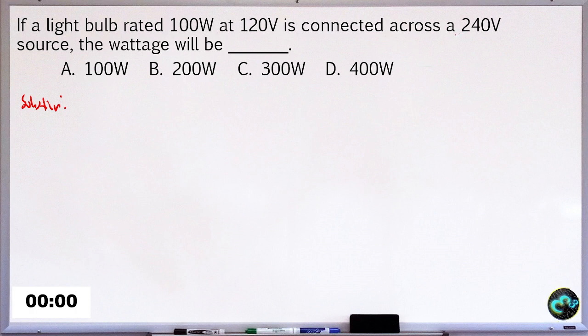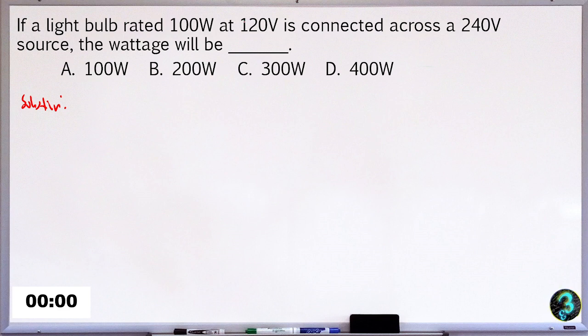In practicality, if this happens, the rating of our bulb is 120 volts, then we put it on 240 volts, so the filament will probably blow. But for the sake of solving this one, since this is problem solving, we'll try to neglect that effect, that it might blow, and we'll try to find the wattage.